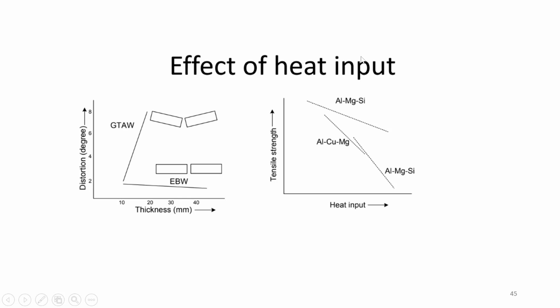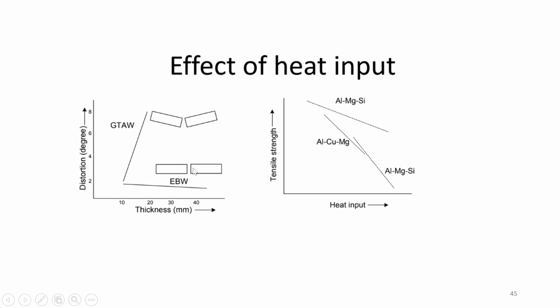Now, effect of heat input. As the thickness of the particular sample keeps on increasing, these are the effects on distortion. In gas tungsten arc welding, as you keep on increasing the thickness, your angular distortion will keep on increasing. While in electron beam welding, you have almost a reduction or almost constant distortion, which is very low compared to tungsten welding.